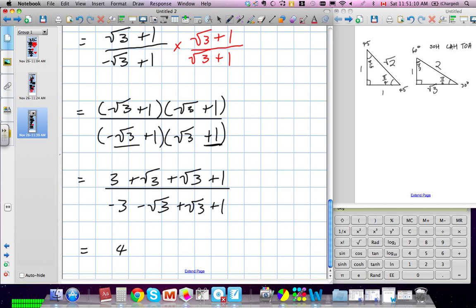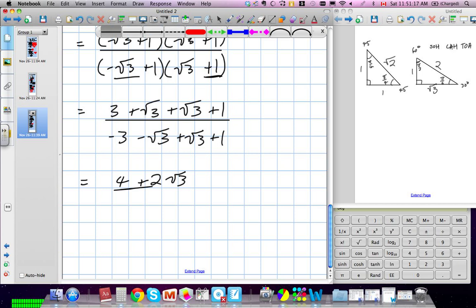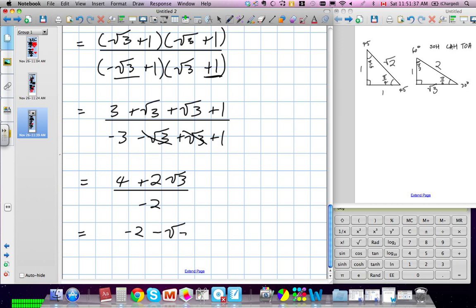We combine our terms. We get 4 plus 2 root 3. This will be divided by negative 3 plus 1, which is, well, our roots cancel out. Negative 3 plus 1 is negative 2. And now I can divide by each of those terms. 4 divided by negative 2 is negative 2. And positive 2 root 3 divided by negative 2 is negative root 3. So we've gotten rid of all the roots on the bottom. So that's just negative 2 minus root 3.